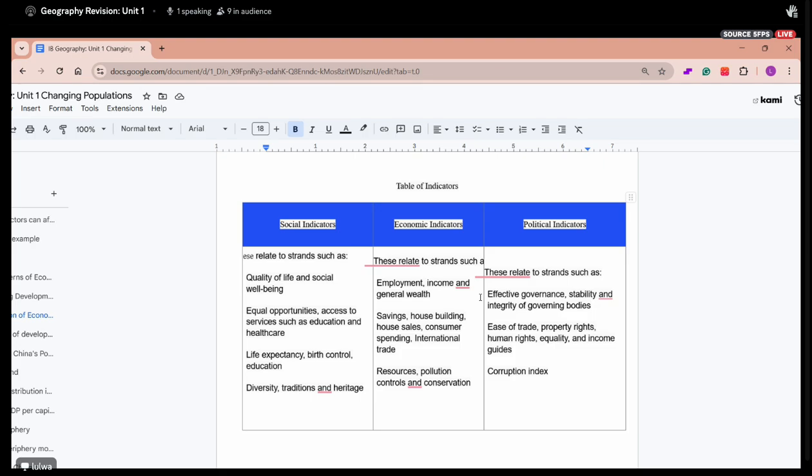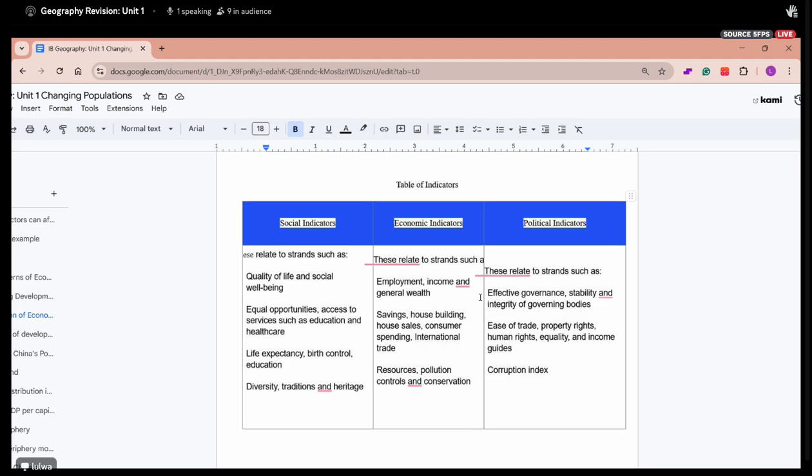For politics, or the political condition in general, you look at effective governance, corruption index, ease of trade, property rights, and so on and so forth. So there are different ways to measure the development of a country, and they're separated into these three categories: social indicators, economic indicators, and political indicators.